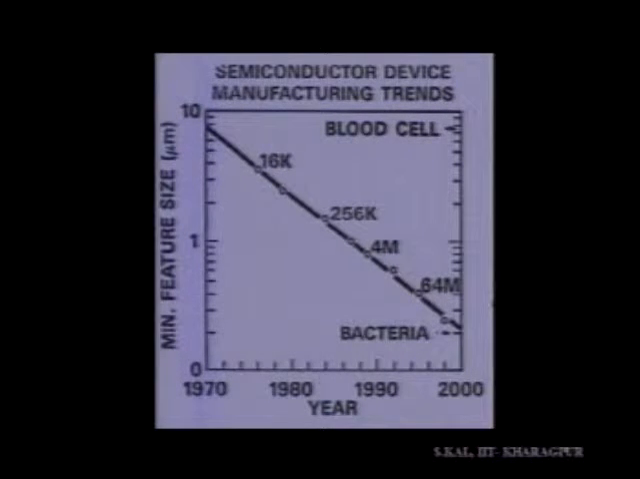In 2001, this particular DRAM uses submicron technology. That means minimum feature size there was nearly 0.25 micron technology, and there the size is of the order of bacteria. That means over 1997 to 2000, the feature size has gone down from the size of a blood cell to the size of a bacteria. Okay.